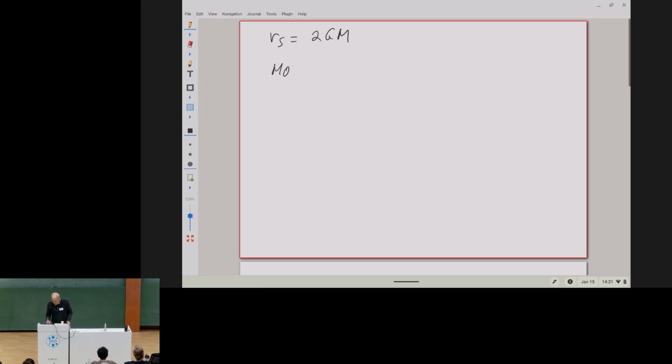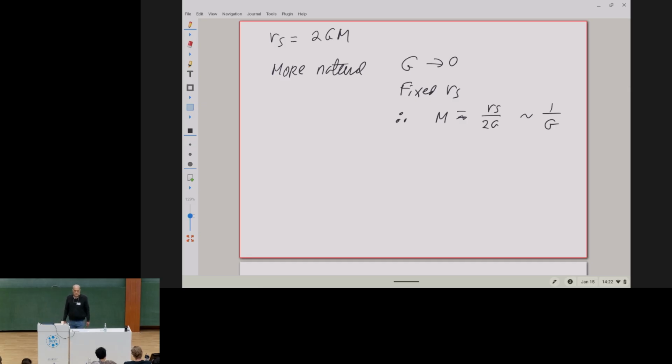So it's more natural for our discussion to think of the limit as G goes to 0 with fixed Schwarzschild radius, and therefore M is equal to R_s over 2G. So M is of order 1 over G as G goes to 0. And if we bear this in mind, then we can see that both instabilities are turned off.